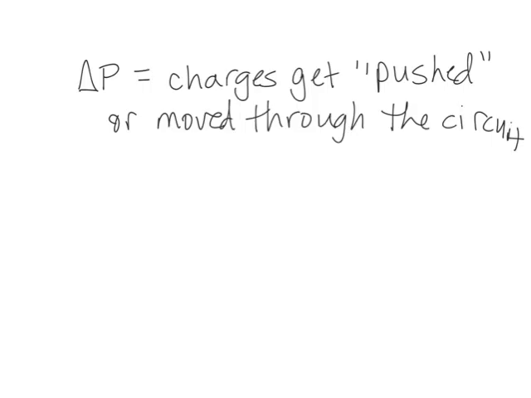And then as long as you have that pressure difference, that's what's pushing the charges through the circuit. And that means that you have a flow rate or a current. So flow rate and current mean the same thing. So as long as the charges move, there's current. And if that's true, then your bulbs are going to light.